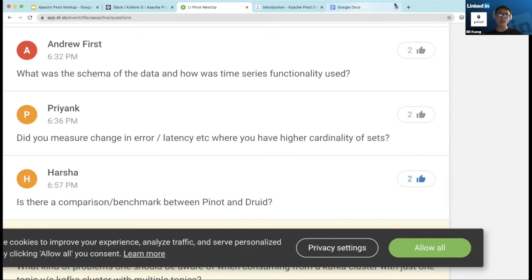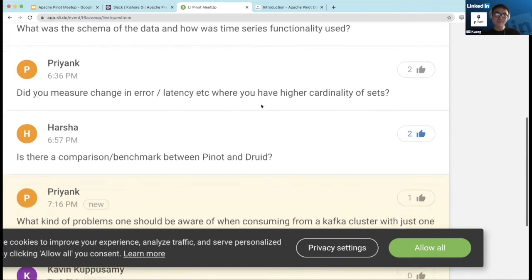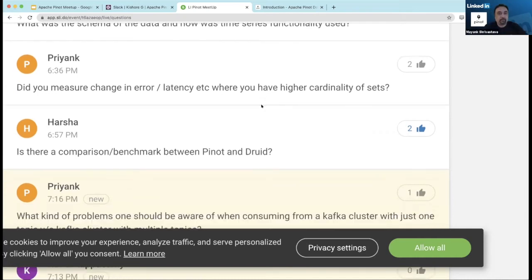And how was the time series functionality used? We didn't really use time series for our particular uses, because our product didn't need the time series functionality. But happy to chat offline. I hope that answered your question. I think the next question from Priyank is also for you, Bill. Did you measure the change in error and latency where you have higher cardinality of sets?